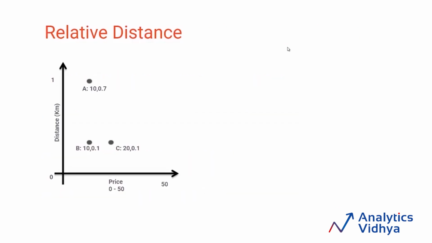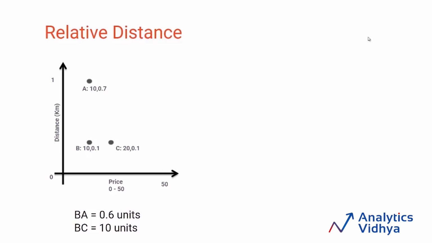So let's take an example. Suppose I have price on the x-axis ranging from 0 to 50 and distance in kilometers which ranges from 0 to 1, and I have the following points A, B and C on this plot. So here we have two features, price and distance. Now if we want to calculate the distance between these points, let's say we use the Manhattan distance. So what do we do in that case? We subtract P1 minus Q1 and P2 minus Q2 and take the absolute values and add these values. BA comes out to be 0.6 and BC comes out to be 10 units.